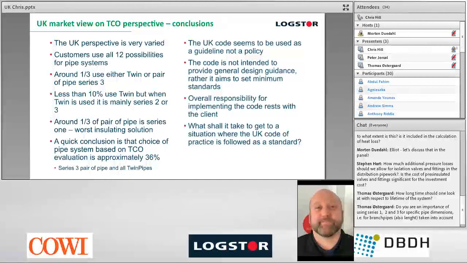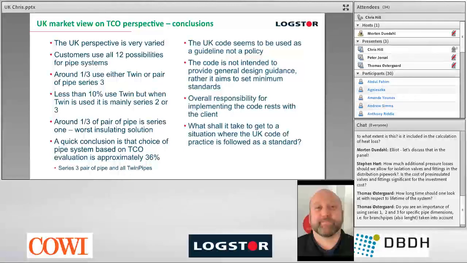And around a third of a pair of pipes in Series 1 is still used, which is the worst insulating solution. So a quick conclusion with all those numbers is that the choice of a pipe system based on TCO evaluation in the UK is approximately 36%, and this is used in Series 3 in a pair of pipes, 2 singles, and or various series of twin pipes.